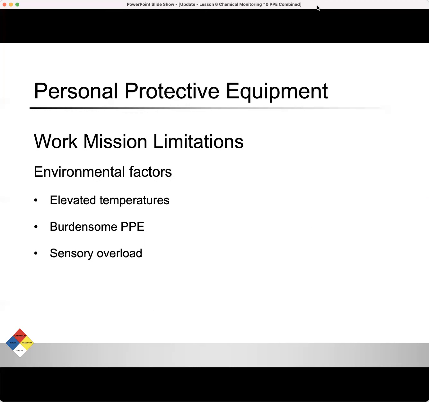And then the environmental factors, elevated temperatures. Just because it's cold outside, you might be working in an area of an industry next to a furnace and be dealing with elevated temperatures even though it's cool otherwise. Also, you're dealing with burdensome PPE. You're wearing a lot of it and it doesn't breathe very well. And then also sensory overload. Your vision may be obscured, your hearing, you could be working in a very noisy environment, and all that can contribute to limiting how long you can work.